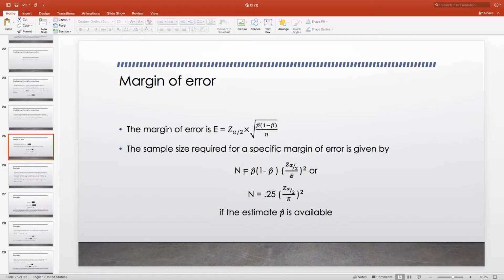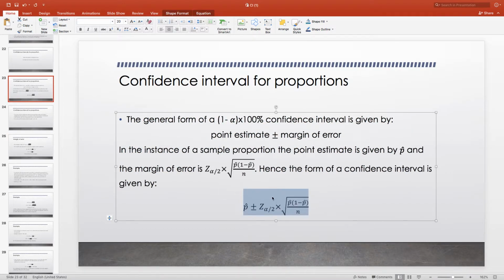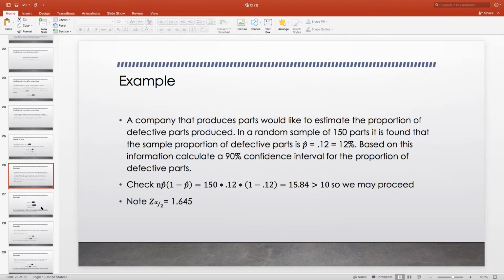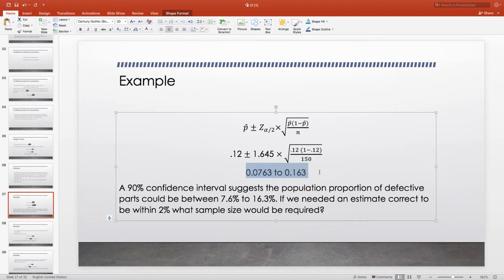We remember this formula for calculating confidence intervals, so we just write that down and plug in our given information. Our p hat is 0.12, plus or minus 1.645 times the square root of 0.12 times 1 minus 0.12 over 150. This gives us a confidence interval that says that the population proportion of defective parts could be as low as 7.6% or as high as 16.3%.